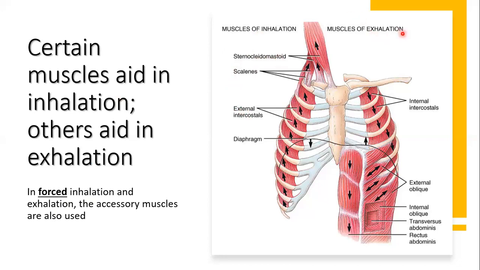Muscles of exhalation. The normal regular exhalation is a passive process. So we have only muscles that will assist with forced exhalation, like the internal intercostals, the internal and the external oblique muscles, transversus abdominis and rectus abdominis muscles. So actually it's internal intercostals plus abdominal muscles.